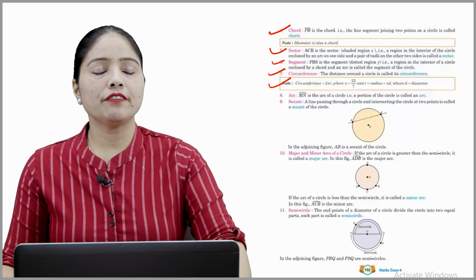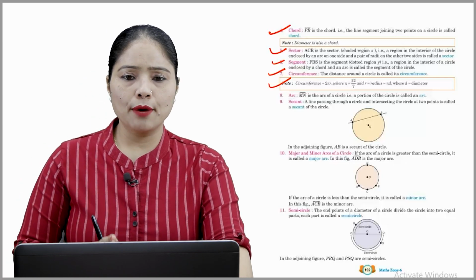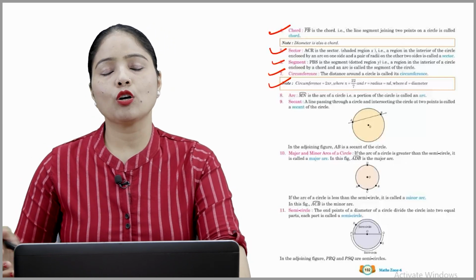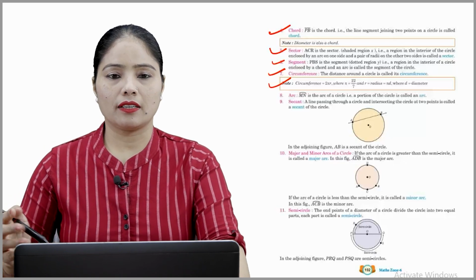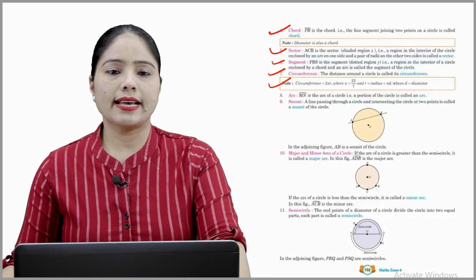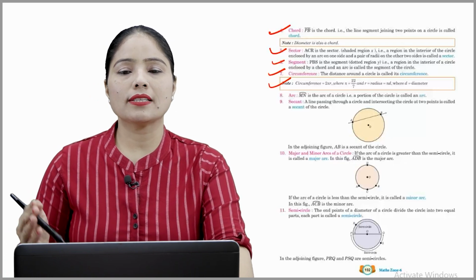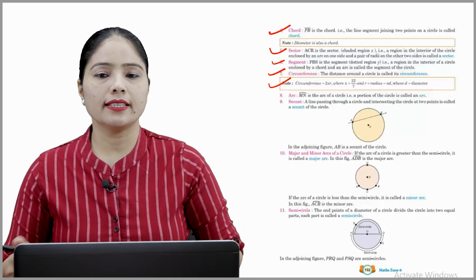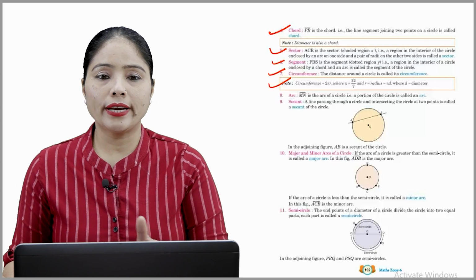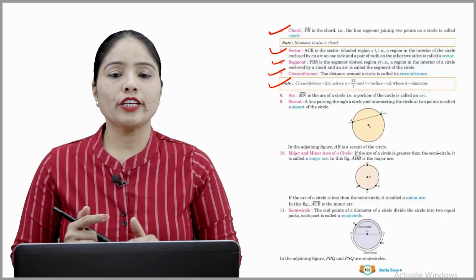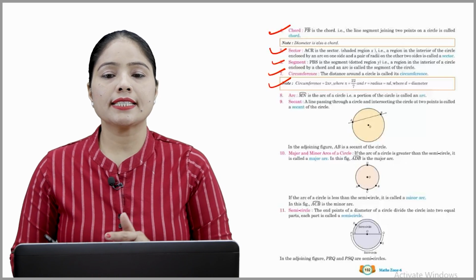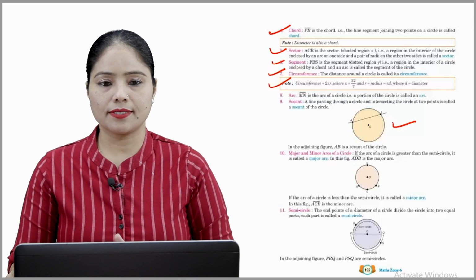Now 8th point, which is arc. MN is the arc of the circle, meaning a portion of the circle is called an arc. Now secant: a line passing through a circle and intersecting the circle at 2 points is called a secant of the circle. In the adjoining figure, AB is a secant of the circle, like this.